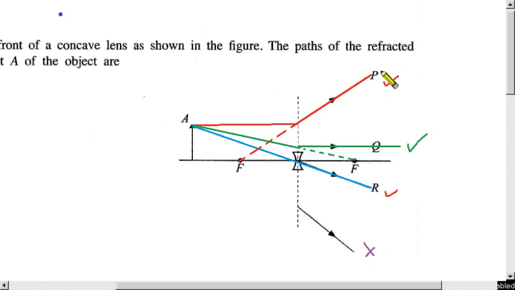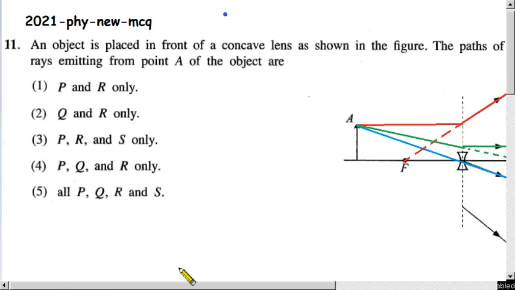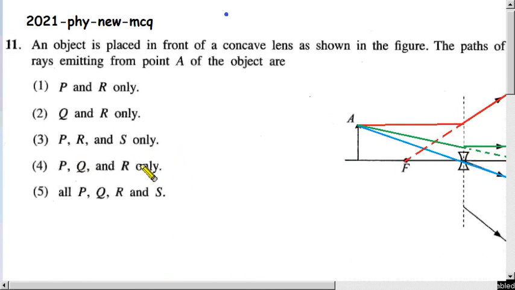So what are the correct ones? P, Q and R only. So we can choose P, Q and R only, this one. So the fourth one is the answer for this problem.